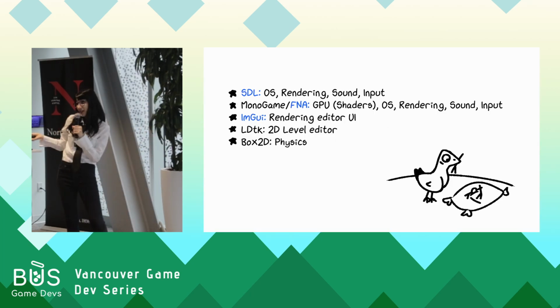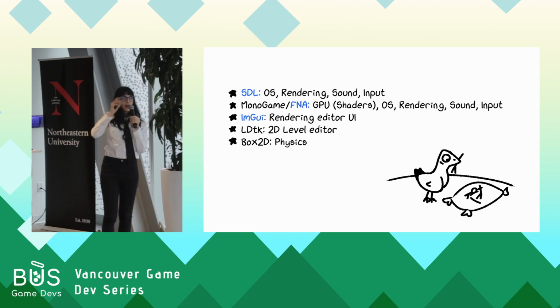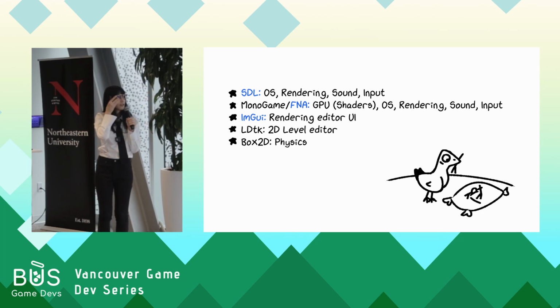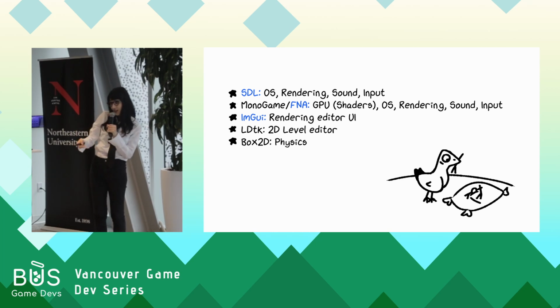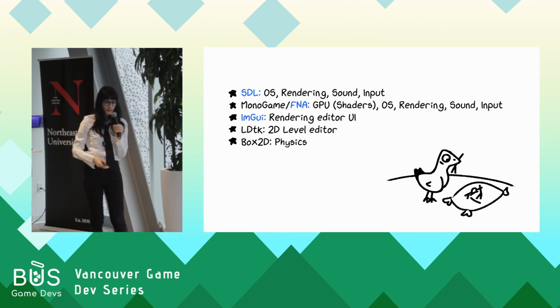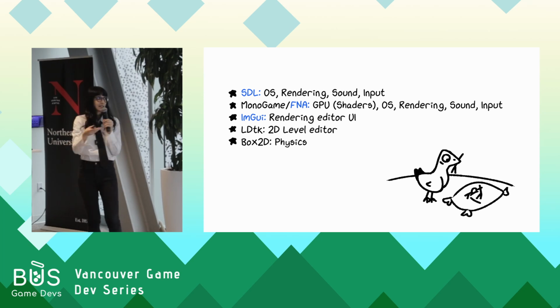And also this applies to libraries as well. So for example, in blue here are libraries that I use for the engine. So we have like SDL, FNA, IMGUI. They're all libraries that I use to do things. So I don't re-implement IMGUI, it's fine, I can just use it for the editor. But you can also use like Box2D if you want to use physics, or you can just use a 2D level editor and not do the whole level editor yourself.